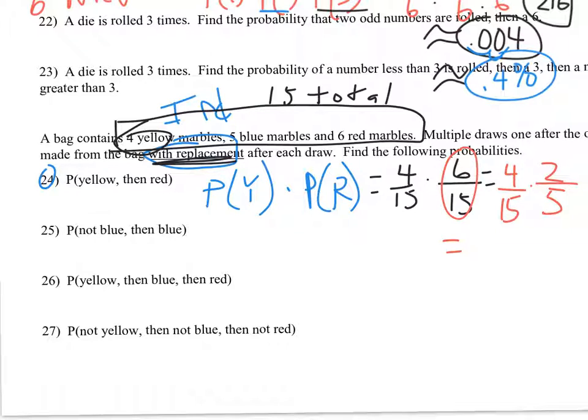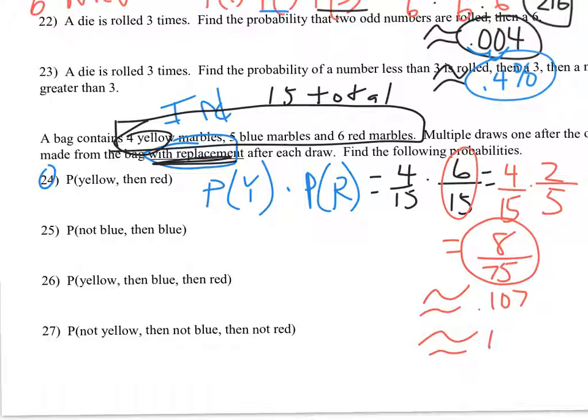And so now I multiply the tops. 4 times 2 is 8. 15 times 5 is 75. And I can't reduce that fraction anymore. So there's the fraction form of an answer. You could also divide that. 8 divided by 75 on the calculator is approximately 0.107, which if I convert that to a percent is about 10.7%. 3 possible answers. Now you don't have to give all 3. You can give any of the 3 that are acceptable.